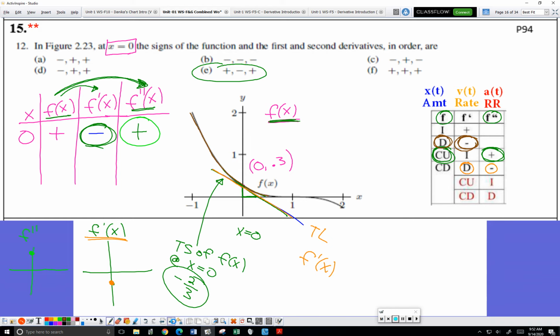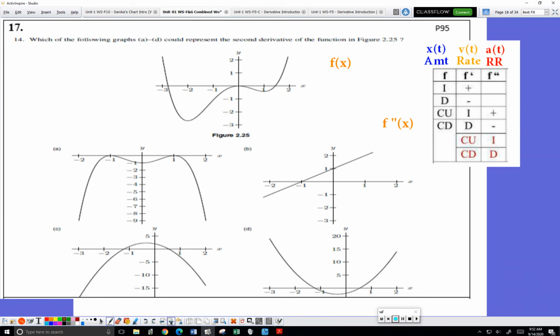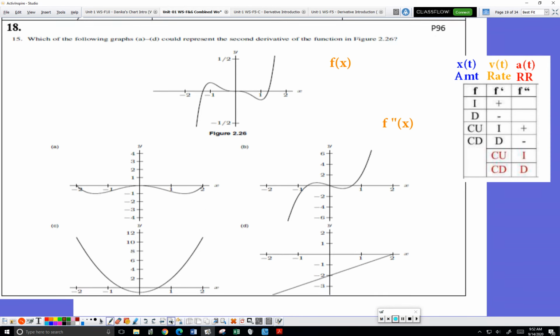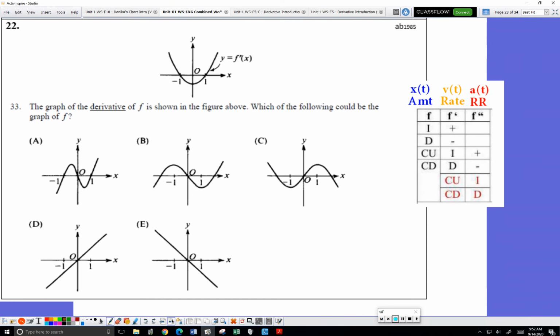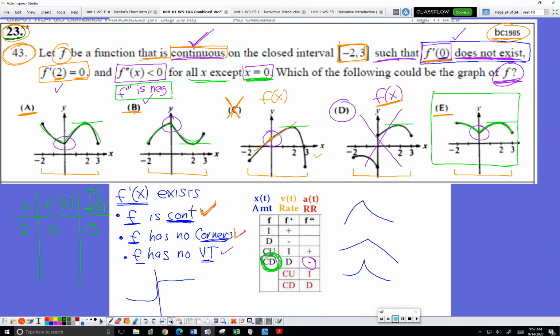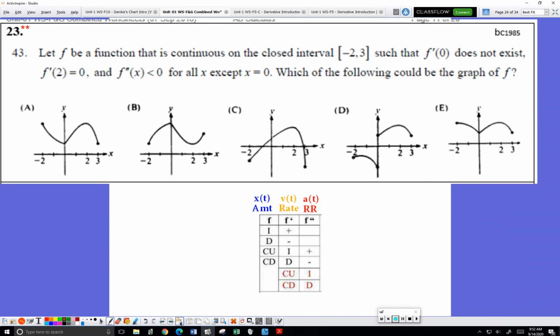Go to number 22. Nope, sorry, 23. There we go. Wait, 22 or 23? 23, my bad, sorry.